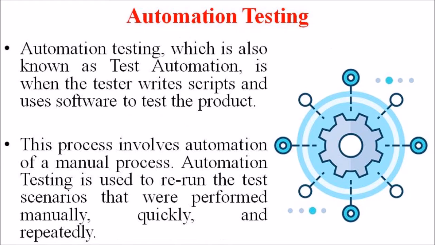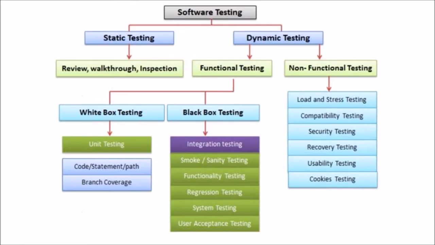Automation testing, which is also known as test automation, is when the tester writes scripts and uses software to test a product. This process involves automation of the manual process. Automation testing is used to rerun the test scenarios that were performed manually, quickly, and repeatedly. Based on the functionalities, the testing can be categorized as functional testing and non-functional testing.